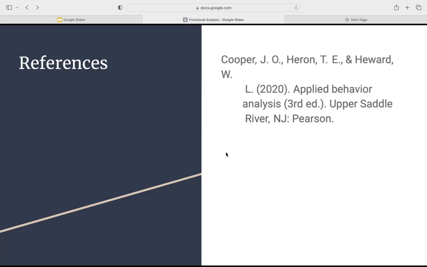And these are our references. And that is what a functional analysis is.